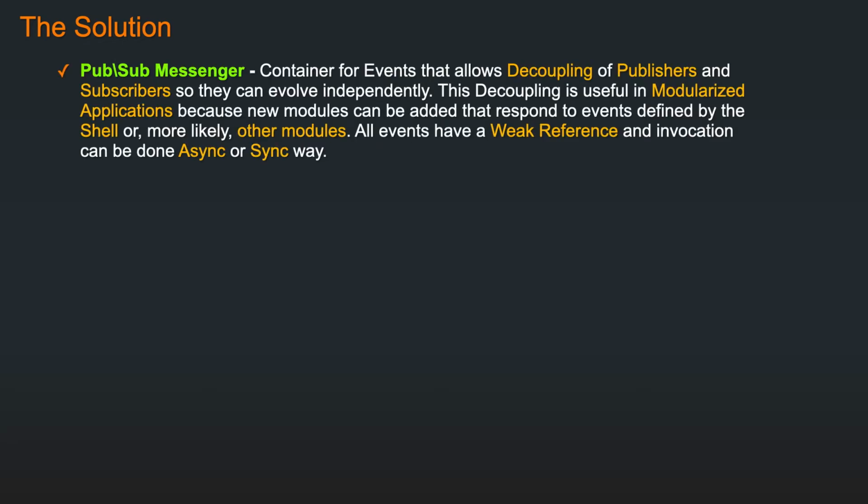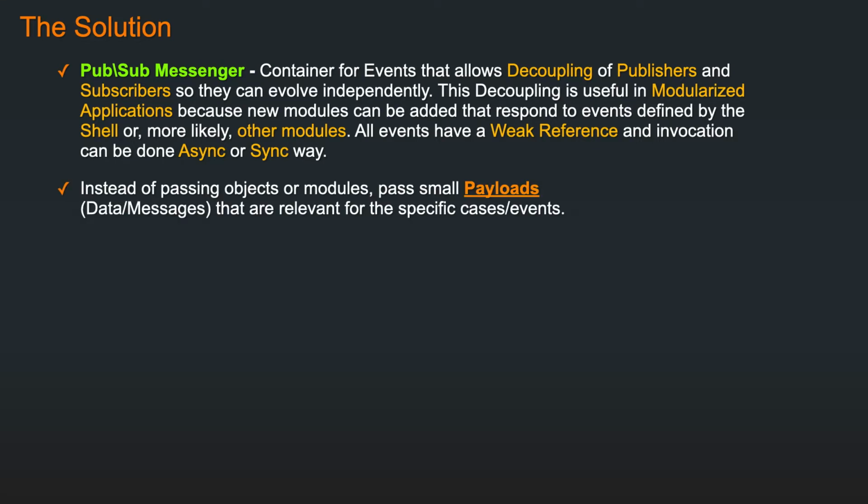Let's review the solution that this library proposes. This library contains PubSub Messenger module that is a container for events and allows decoupling of publishers and subscribers so they can evolve independently. This decoupling is useful in modularized applications and games because new modules can be added that respond to events defined in other modules. All events have a weak reference and invocation can be done synchronously or asynchronously.